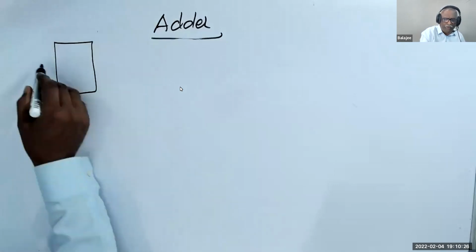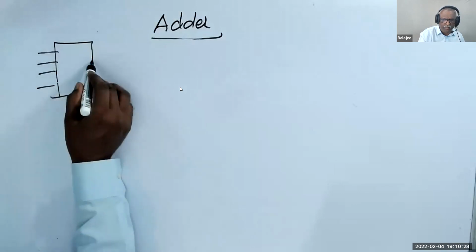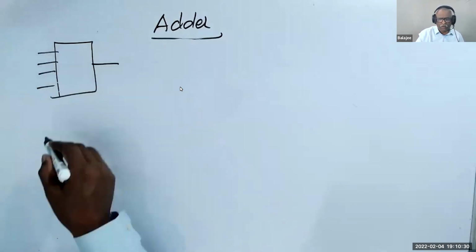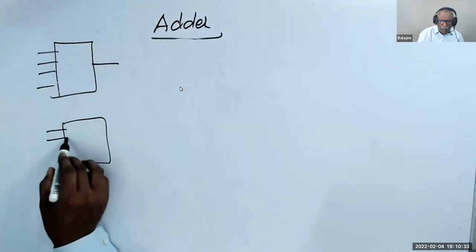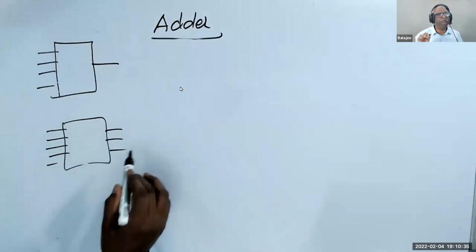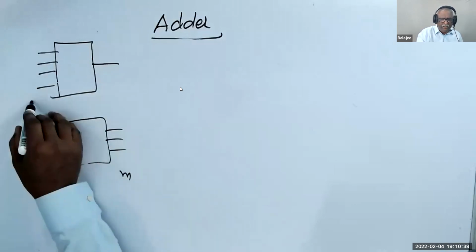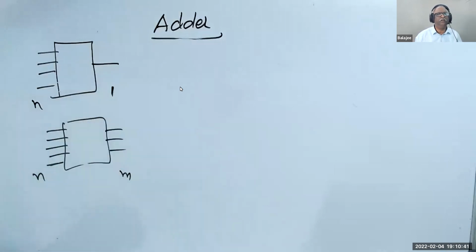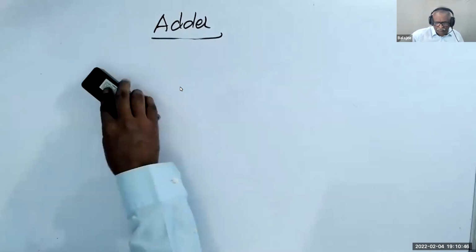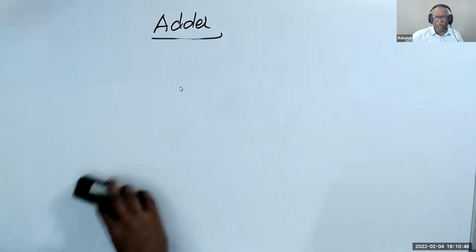We discussed one combinational logic: multiple inputs, one output. The other one is multiple inputs, multiple outputs. That's the maximum. N inputs and M outputs, or N inputs, one output. Am I right? This is what we discussed in the last class. If you watch the videos, that will be fine.